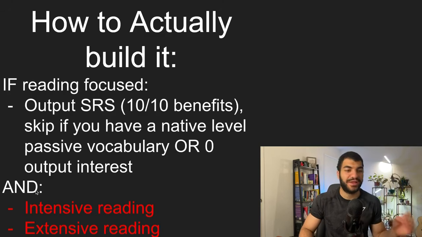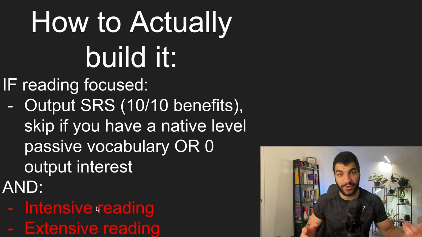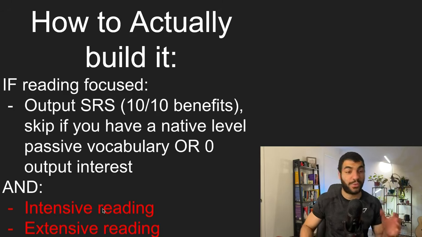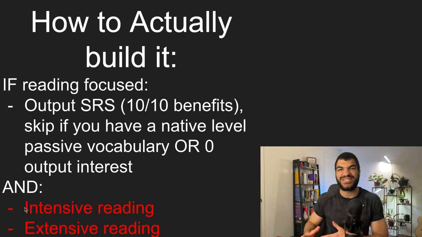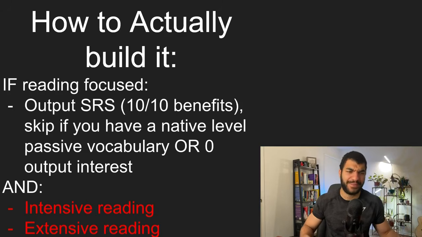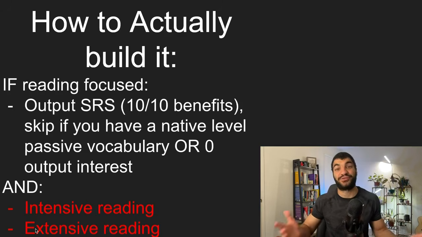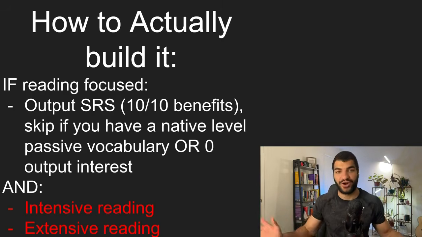And then besides that, the only things you need to do are intensive reading, which is reading while looking up words occasionally. I would recommend like one lookup per page, and then extensive reading, which is just reading without looking up any words. So with intensive reading, you can do things that are slightly above your level and only do like one lookup per page or one lookup per minute. And then with extensive reading, choose something that's like your level, that's not too hard for you to read, and just go through it and don't stop. Just enjoy the content that you're reading.